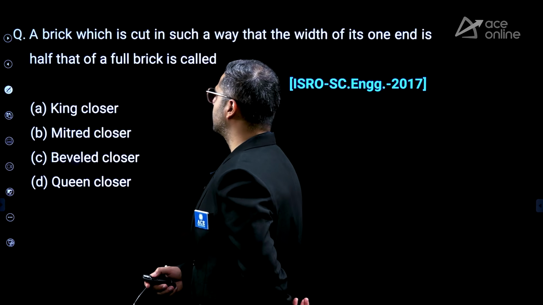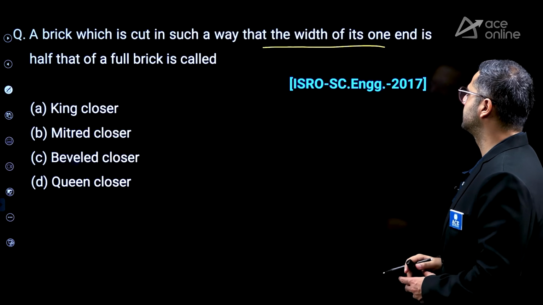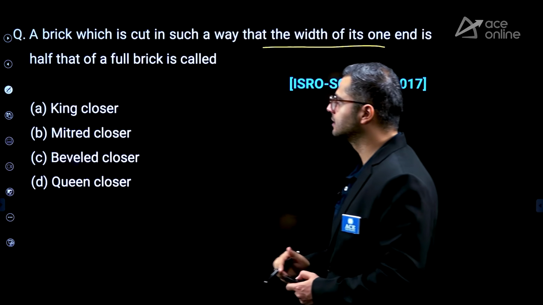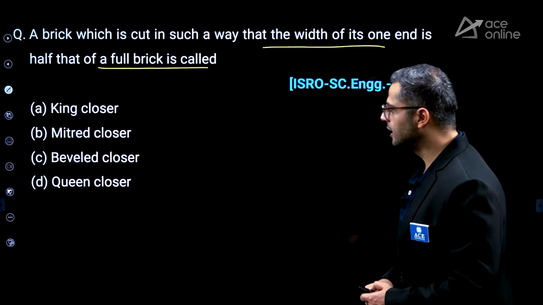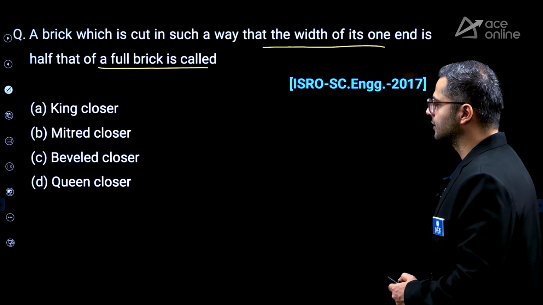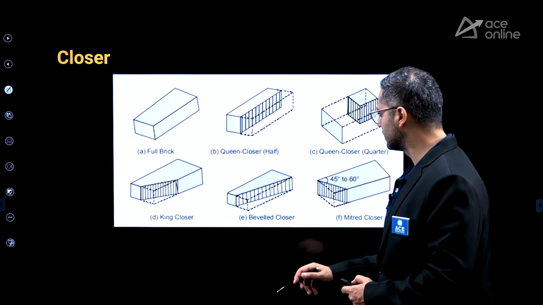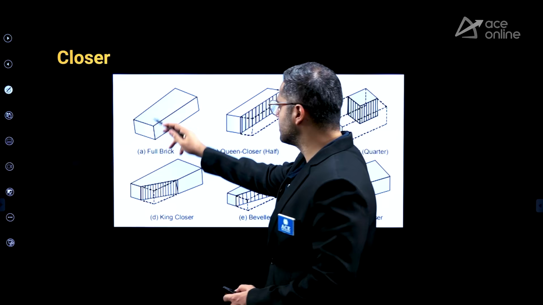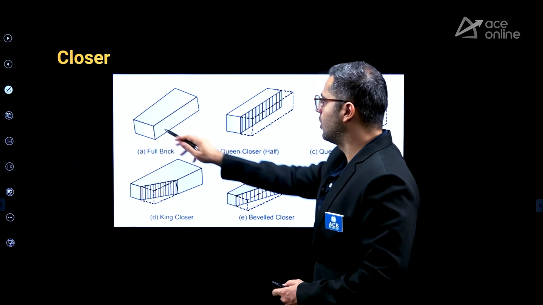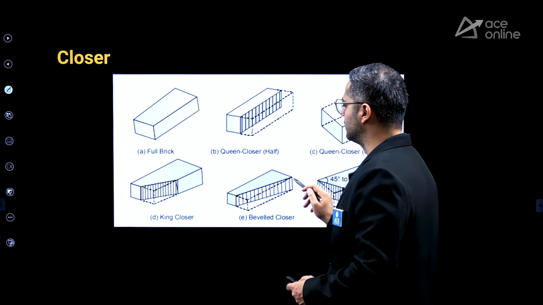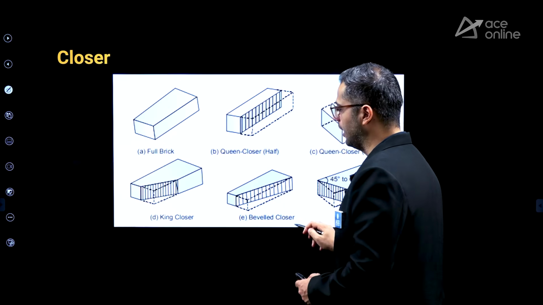After that, a brick which is cut in such a way that width of its one end is half of that of full brick. So actually it will be a beveled closure. So it will be like this. So you can see the full brick. So one width is what? One width is half of the original one. Another one is the same as that of the original one in the beveled closure, right?